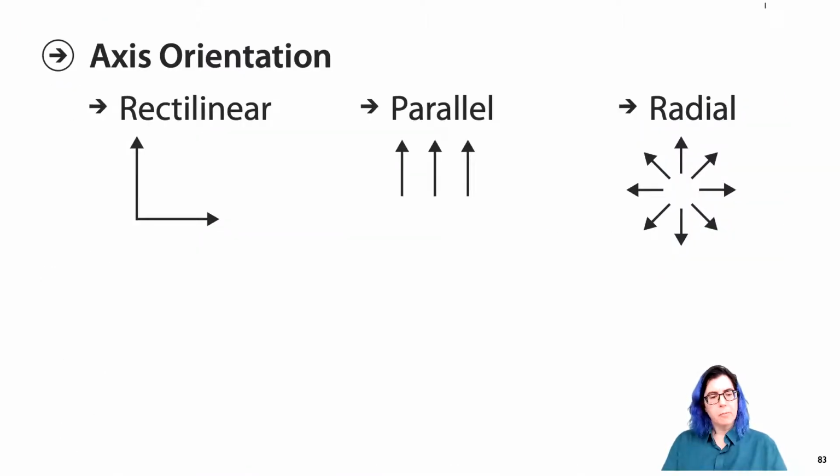So far, we've been talking about rectilinear axis orientations, an axis and then that second axis. But we could do other things. We could have axes parallel to each other. We could have axes radially. Let's talk a little bit about that as well.